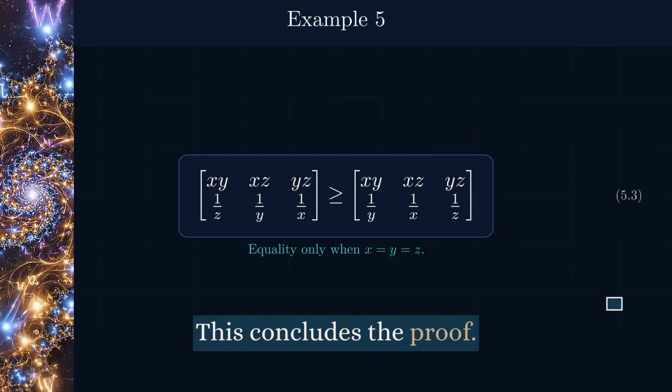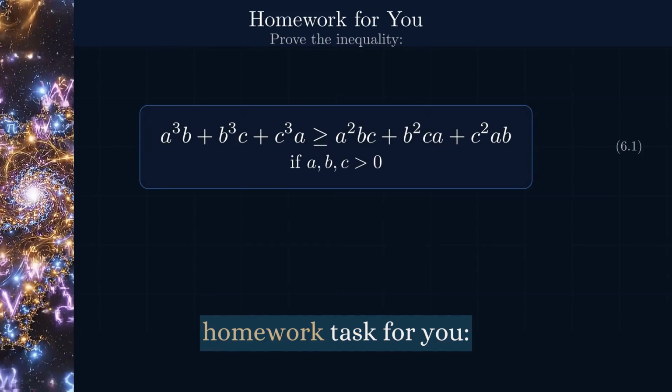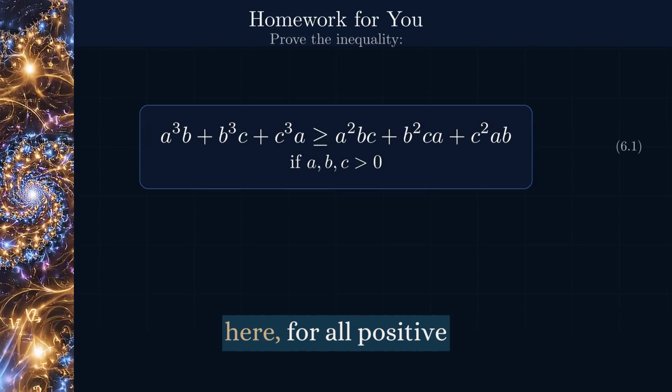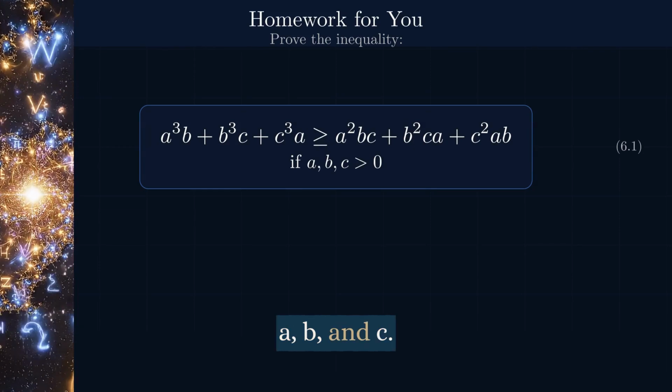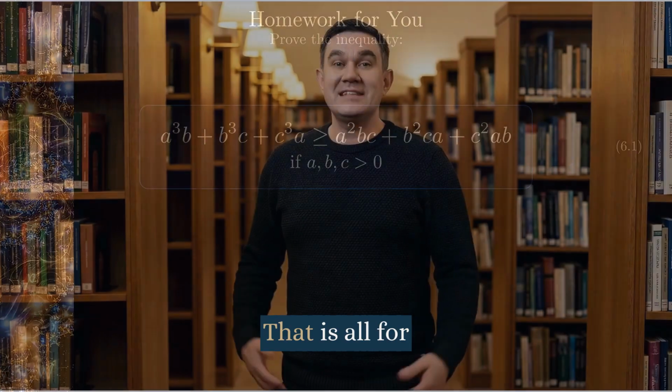This concludes the proof. And now, dear viewers, I have a small homework task for you. Prove this inequality using the non-traditional method presented here for all positive A, B, and C. And let me know in the comments how it went. That is all for today.